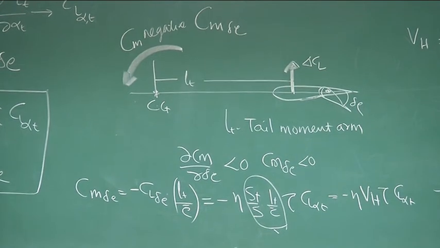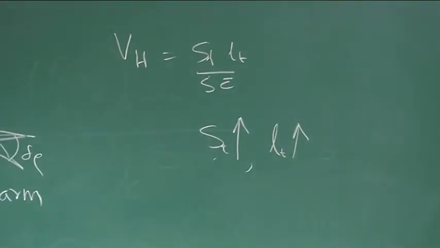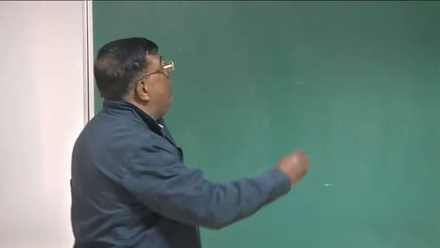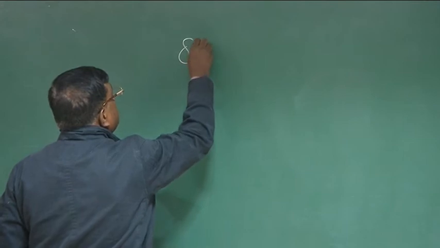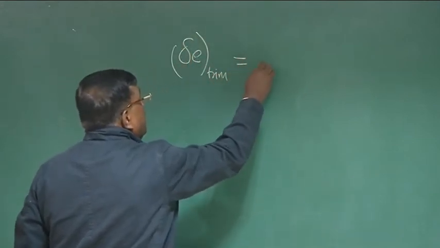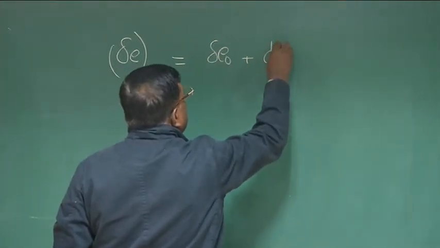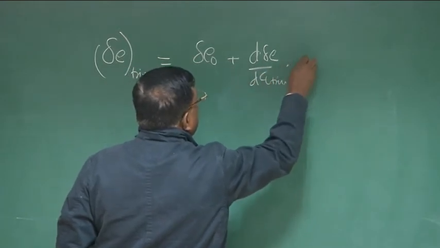You should not get lost in the expressions, equations, etc. You must finally understand what you are going to do. We have also done another thing in terms of control, where we have derived an expression for delta E trim, or required, whatever you write, which is delta E naught plus d delta E by dCl trim into Cl trim.